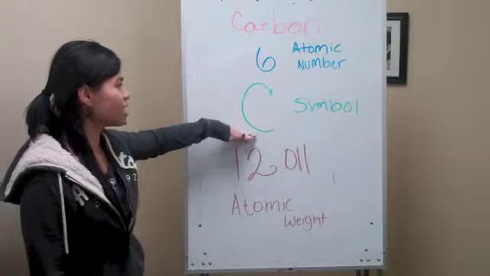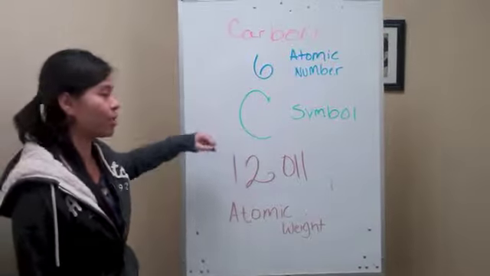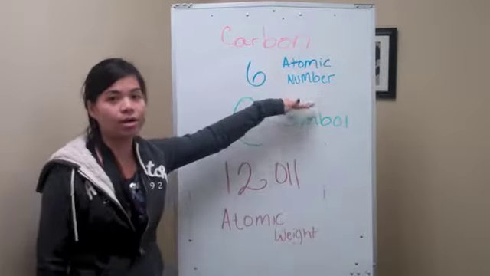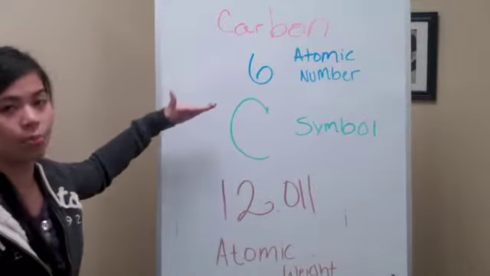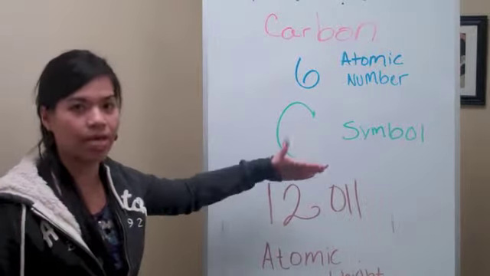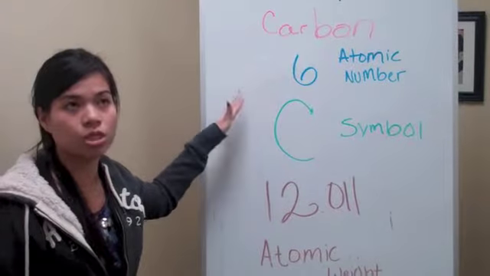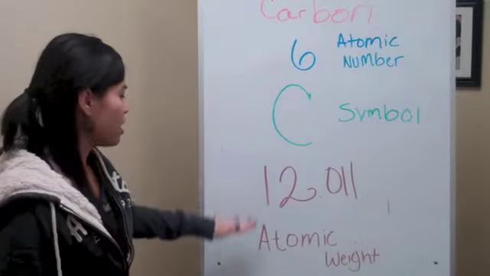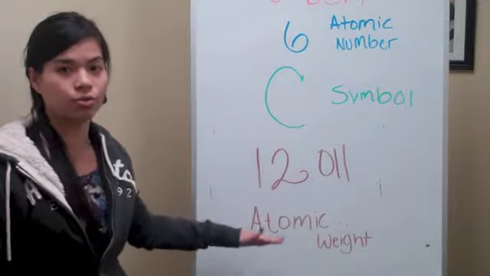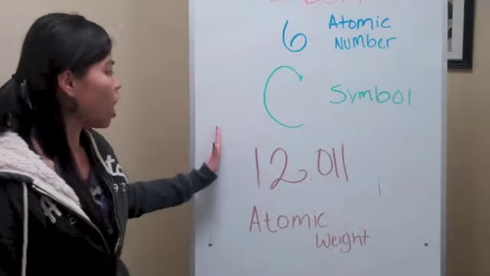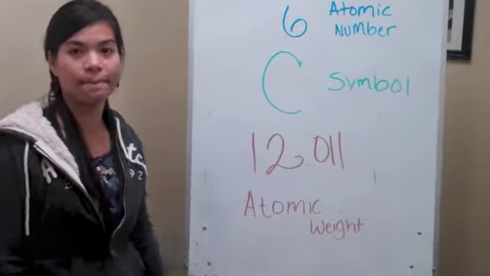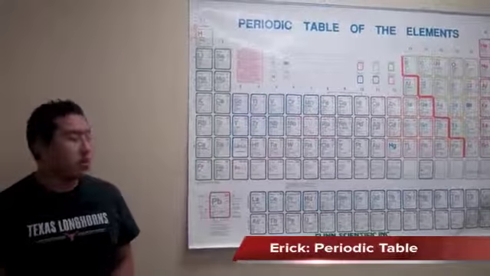The letter C here is the symbol of the element. The next thing is the atomic number. The atomic number is the number of protons in the nucleus of an atom, which is identical to the charge number of the nucleus. Last but not least, atomic weight is the mass of the protons and neutrons. For carbon, the atomic weight is 12.011. This is one of the most basic periodic tables we have today.